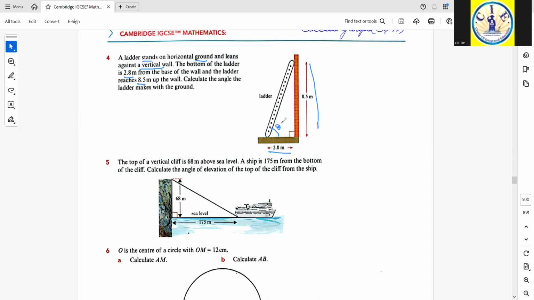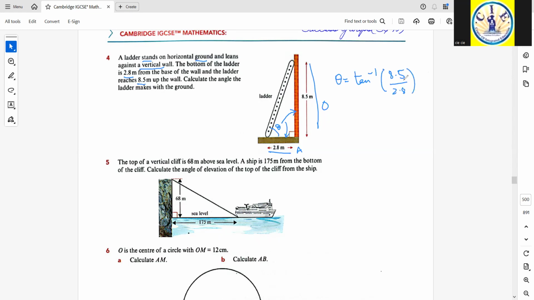So again, this is the use of the tangent ratio because the side opposite to the angle is known, the opposite side, and the side adjacent to this angle, that is the adjacent side. So that's why angle, let me call it theta, is actually equal to tangent inverse of the opposite side divided by the adjacent side, or if I replace the values, 8.5 meters divided by 2.8 meters.